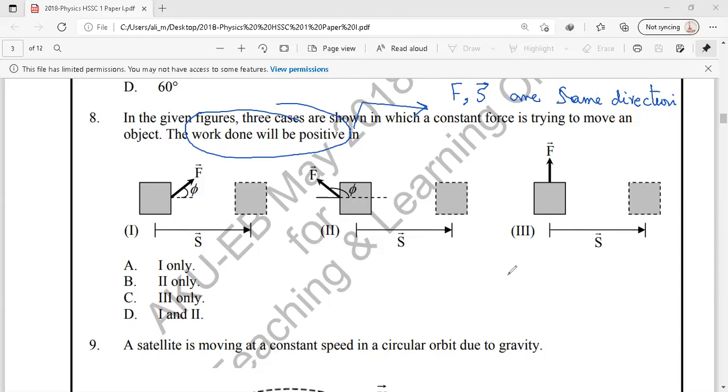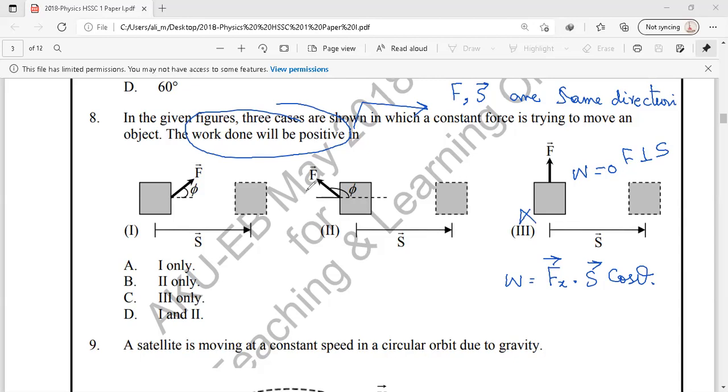And one more thing, that if a force is acting at an angle theta, so we take the horizontal component of force that contributes towards the work. So force and displacement should be in the same direction. So in this case, work done is zero because force is perpendicular to displacement. So this is the incorrect condition.